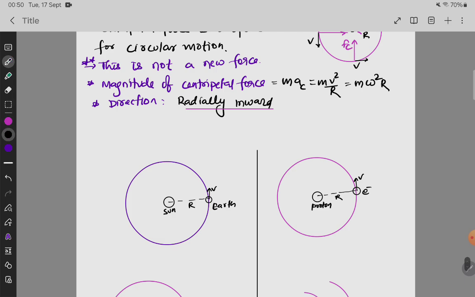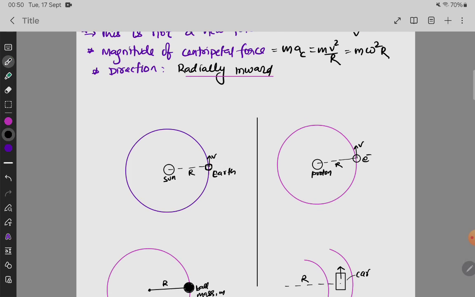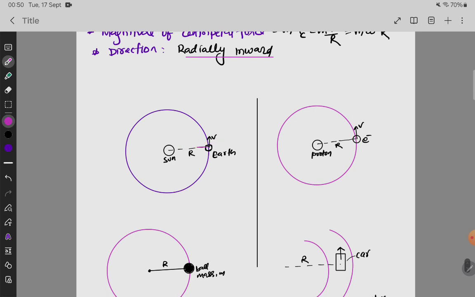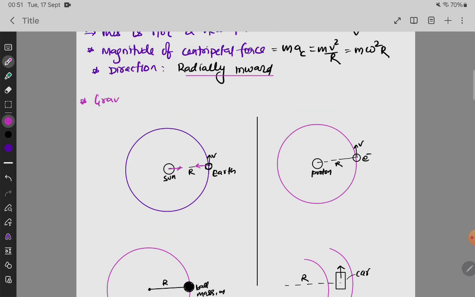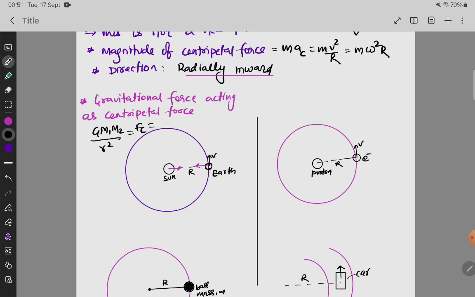Now here I have taken few examples. Here earth is revolving around the sun, so that means here one force, that force is gravitational force. So here gravitational force, it is attractive in nature. So here this gravitational force is responsible for this circular motion. So in this case the gravitational force will act as a centripetal force. So here I am writing gravitational force acting as a centripetal force. And we know the magnitude of gravitational force, which is G m1 m2 by r square. So this is equal to centripetal force, and centripetal force we know is mv square by r. So from here we can calculate the velocity of the earth, the rotational velocity we can find with the help of this.